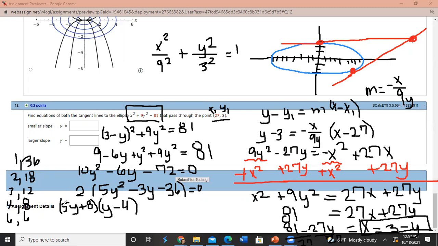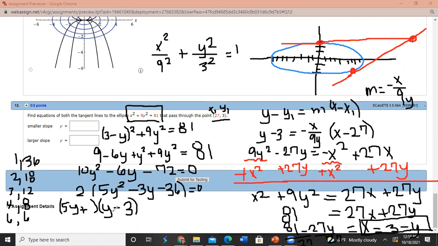Okay, so these FOIL out to give me the correct first and last terms, but we have to check the middle term. So 8 times y is positive 8y, 5 times negative 4 is negative 20, negative 20 plus 8 is negative 12. I need it to be negative 3. Okay, so that's not the one we're looking for. So we try a different combination.